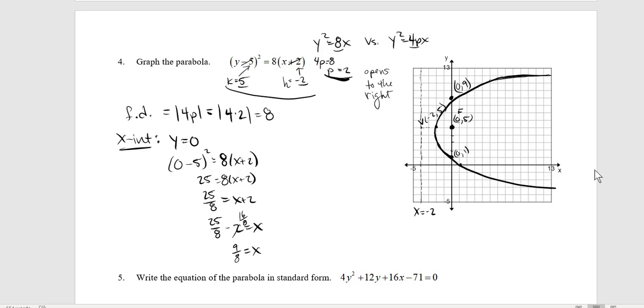Good enough, right? Good enough. Maybe we mark this. I think we've got all the good features here. We've got everything labeled very nicely. We're done.